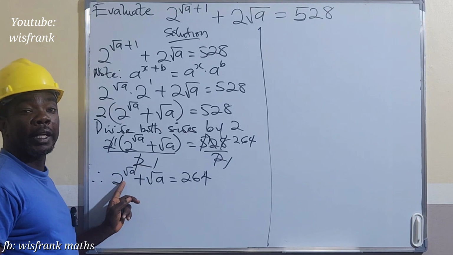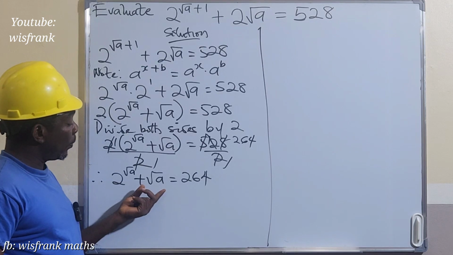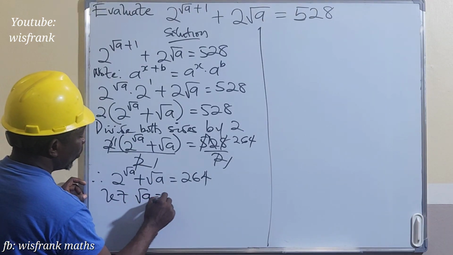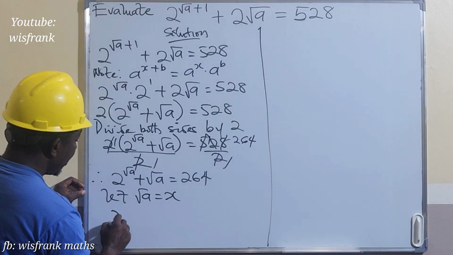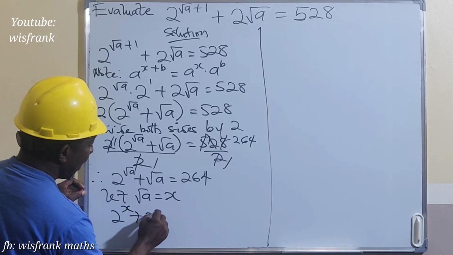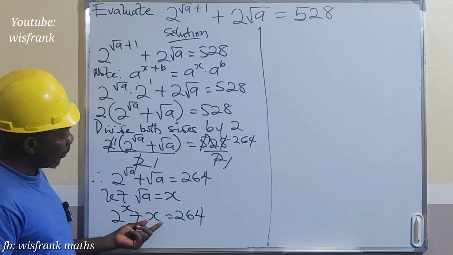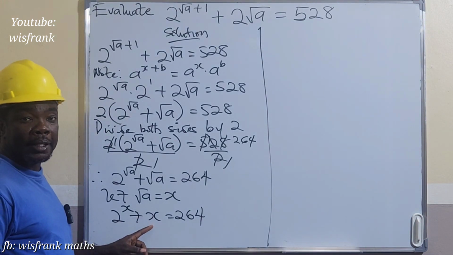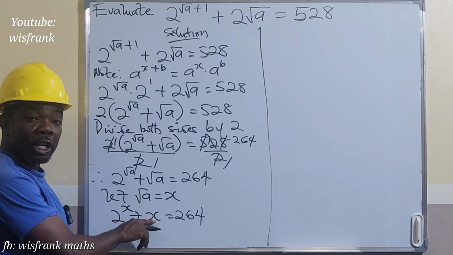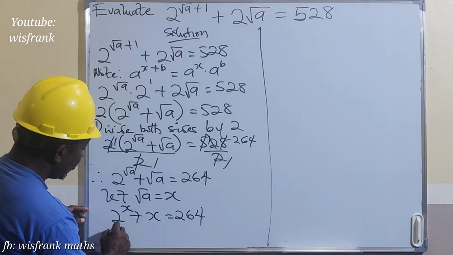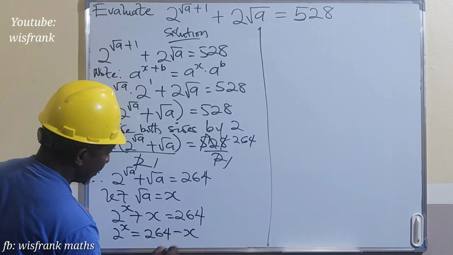We have root a here as the exponent of 2, and we also have root a here. So now we will say let root a equal x. We are going to substitute x in the place of root a. So now we have 2 to the power of x plus x equals 264. So in this case, we can transpose x because here is exponential and this is a value. We can transpose x to the right hand side and it becomes 2 to the power of x equals 264 minus x.